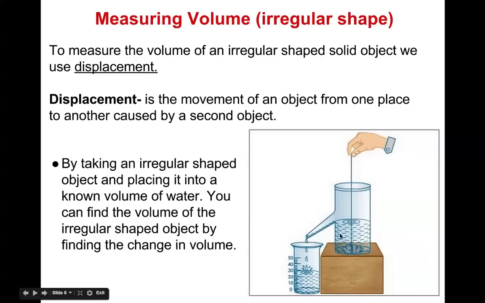So by taking an irregularly shaped object and using, in this case, a displacement container, you fill up this water. We have one very similar to this that you're going to have access to try. This water is all the way up to the top. Any water that is displaced is going to pour out and into this cylinder for you to measure. If you were to put a rock or any other object in here, this water is going to get displaced. The amount of water displaced is the same exact volume as what that object is.